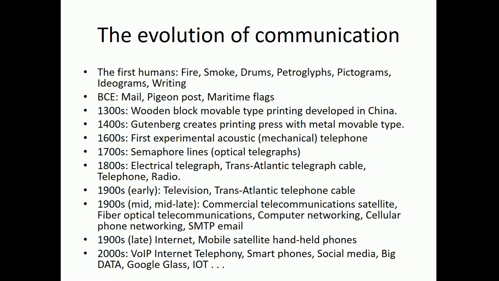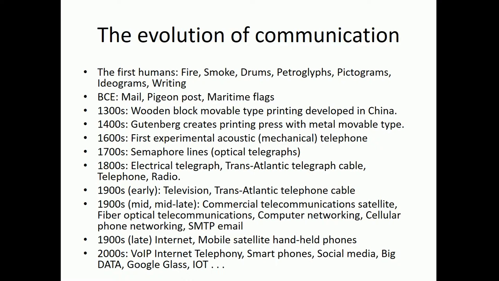The first humans used fire, smoke, drums, petroglyphs, pictograms, ideograms in writing, and then we evolved to mail, pigeon post, maritime flags. By the 1300s, wooden blocks of movable type printing were developed in China. By the 1400s, Gutenberg created the printing press with metal movable type. By the 1600s, the first experimental acoustic mechanical telephone came into being. By the 1700s, phone lines and optical telegraph lines came into being. By the 1800s, we had the electrical telegraph, transatlantic telegraph cable, telephone, and radio.